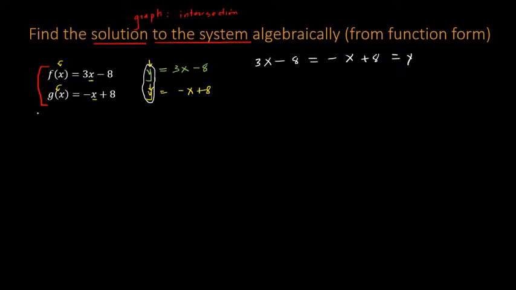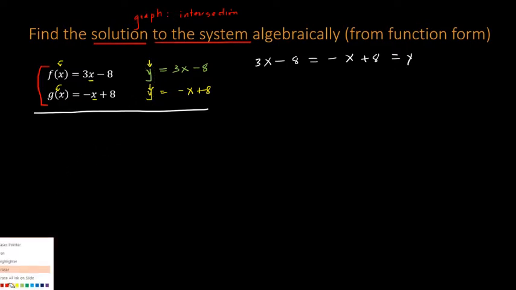This is just an application of the transitive property, which says that if A equals B and B equals C, then we can conclude that A must equal C. That's exactly what we're doing here. If y equals 3x minus 8 and y equals negative x plus 8, then those two expressions must also equal each other. So the point of setting it up like this is that now I've got this one variable equation where I can solve for x.